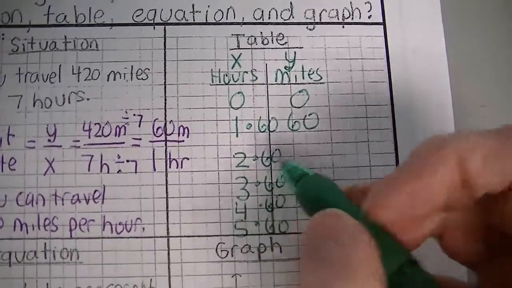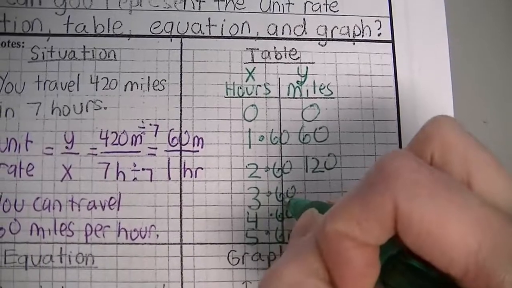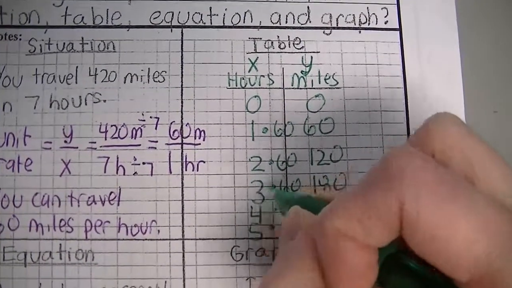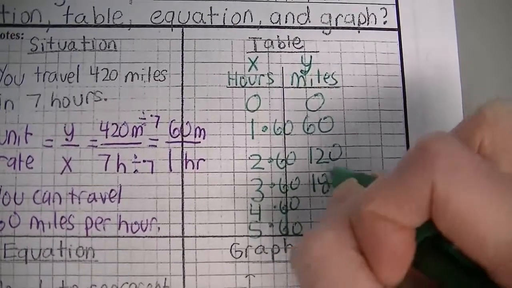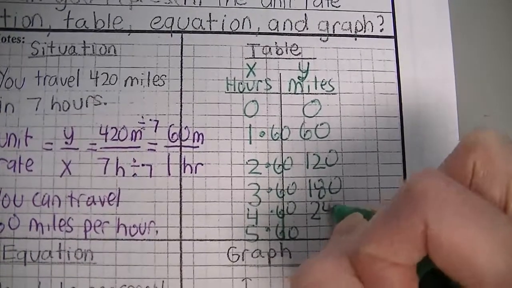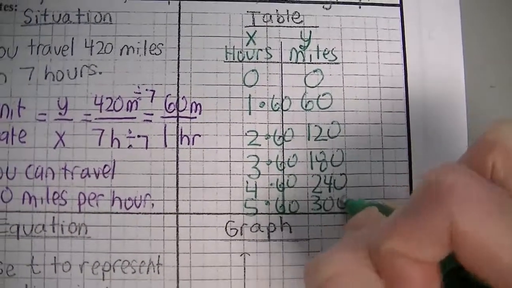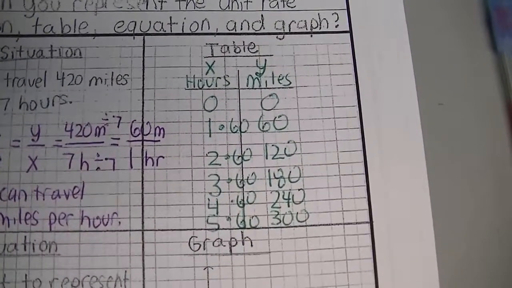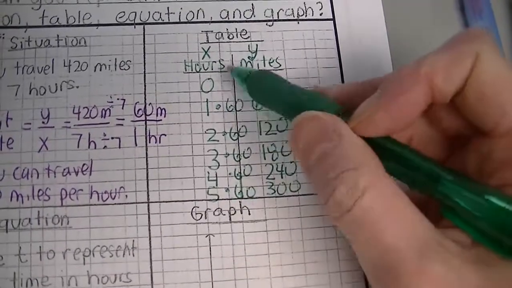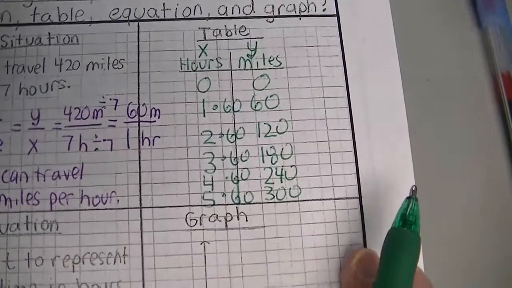Okay, so 2 times 60 is 120. 3 times 60 is 180. So what this means is if you traveled for 3 hours, you would have traveled 180 miles. 4 times 60 is 240. 5 times 60 is 300. Okay? So there's a table of values. And of course, you could have done more numbers if you wanted to, but I just wanted to keep it pretty simple for you as we start out.